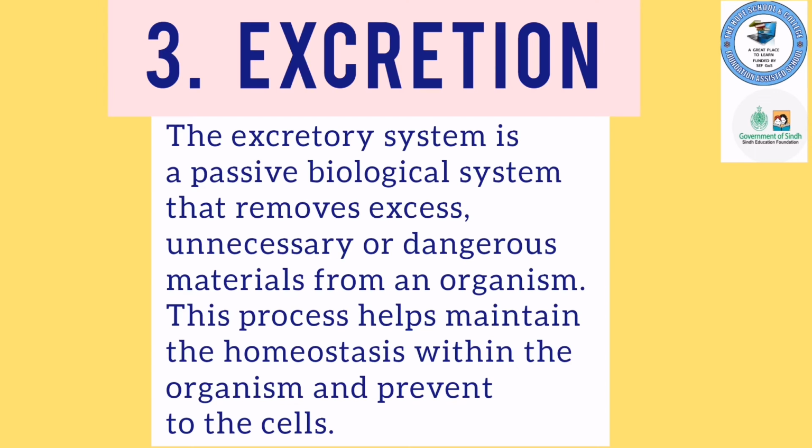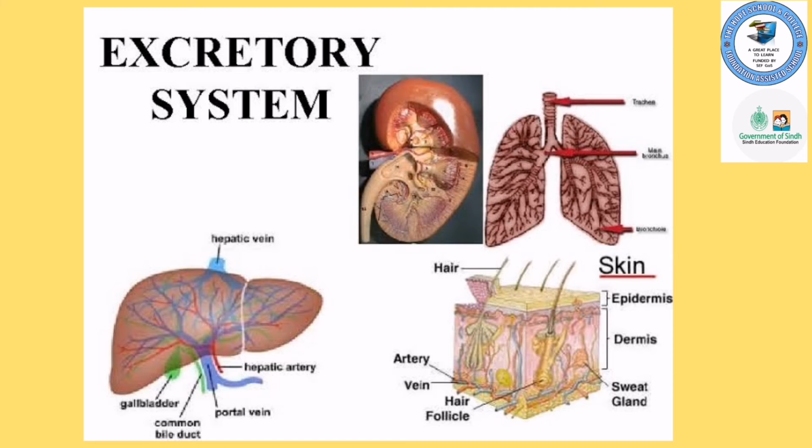The third one is excretion. Excretion is the biological system to remove excess, unnecessary and dangerous waste material from body. There are various organs that secrete waste material like liver, kidney, lungs and skin. They excrete their respective waste material, like kidney excrete fluid, lungs excrete gases, skin excrete sweat, liver excrete metabolic waste.